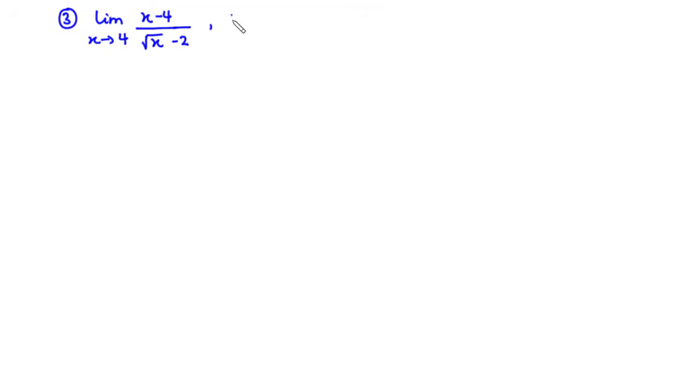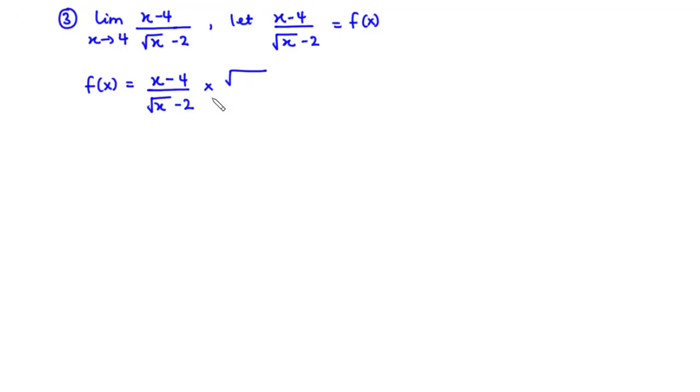Now let's consider x minus 4 divided by the square root of x minus 2 to be f of x. And let's try to simplify f of x. So we have f of x equals x minus 4 divided by the square root of x minus 2. Now you realize that the denominator is a surd. So we need to rationalize this function, or rationalize the denominator of this function. So we multiply both the numerator and the denominator by the conjugate of the denominator.